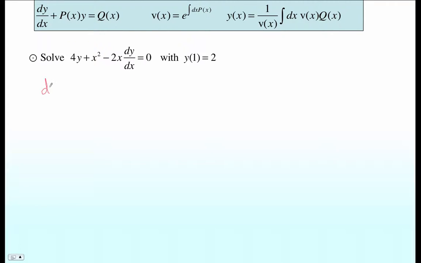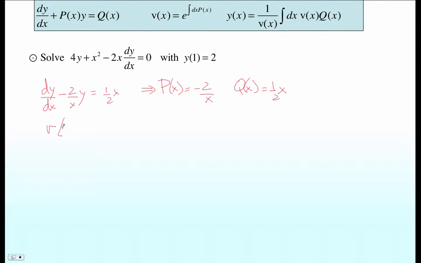And so that makes it dy/dx minus 2 over x times y equals half x. And so that immediately tells us that p of x is minus 2 over x and q of x is half x. So let's first calculate the integrating factor.